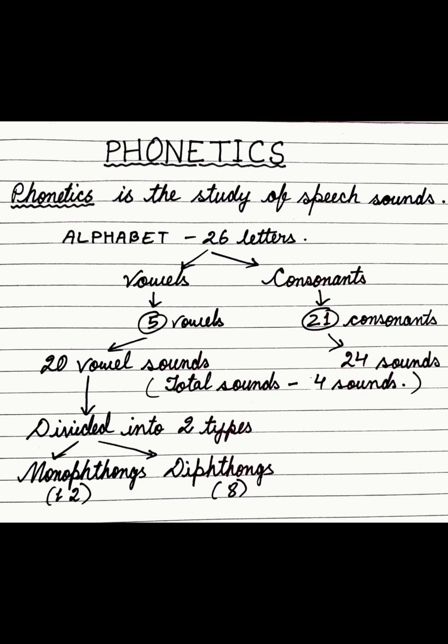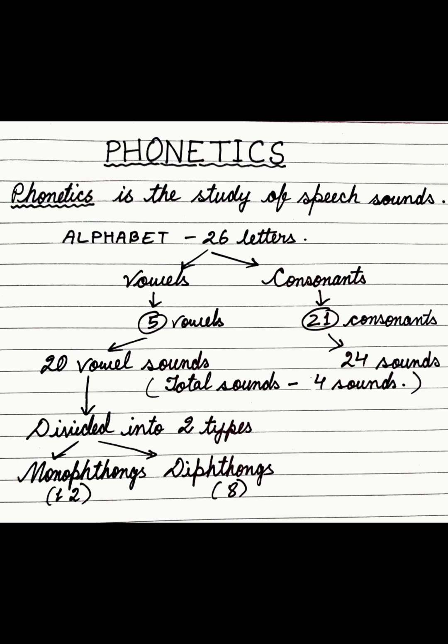Alphabet, 26 letters; vowels, 5 vowel letters; consonants, 21 consonant letters; vowel sounds, 20; consonant sounds, 24; total sounds, 44; and monophthongs 12, diphthongs 8, and 12 plus 8 is equal to 20, 20 plus 24 is equal to 44. Total is 44.